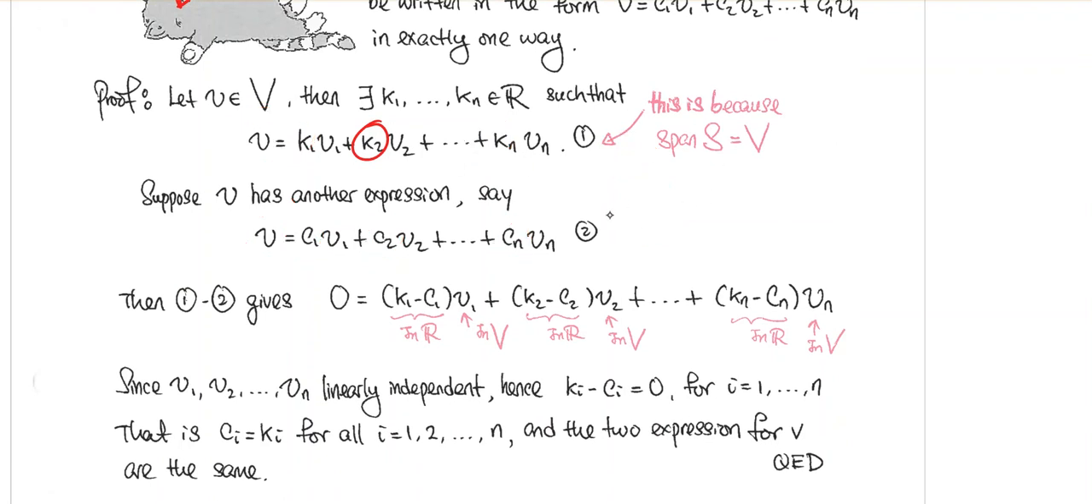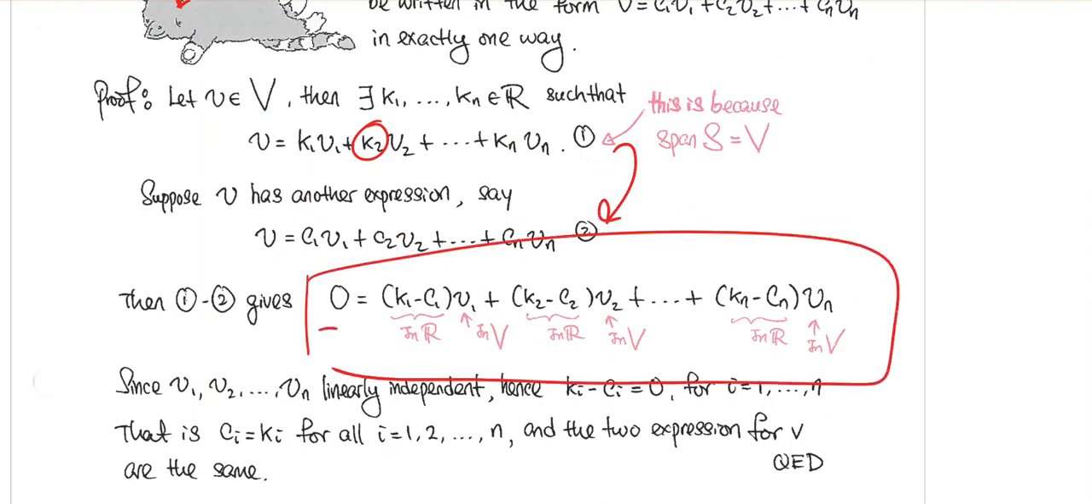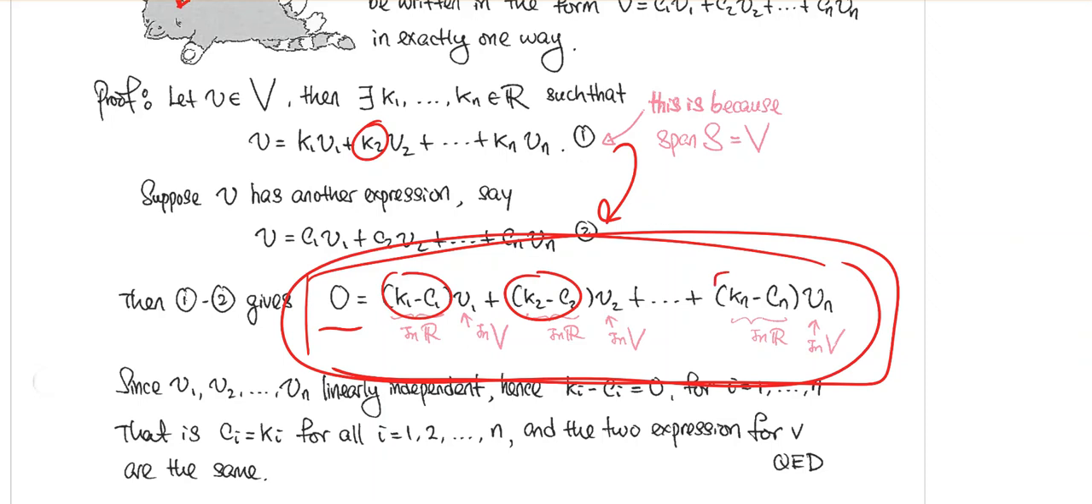Take this equation, subtract this equation. We have this equation. This is the zero vector. And because of the second condition of being a basis, that they are linearly independent, once you set up this equation, all these terms have to be zero. That's the reason why all the coefficients K and the coefficients C are the same.